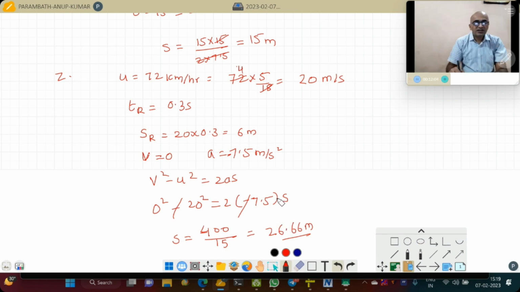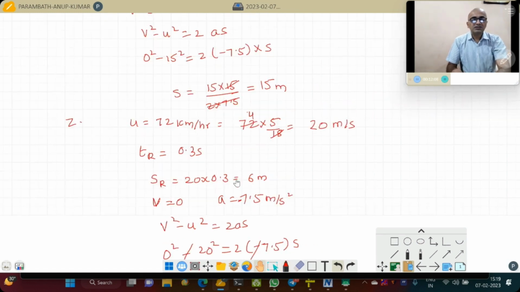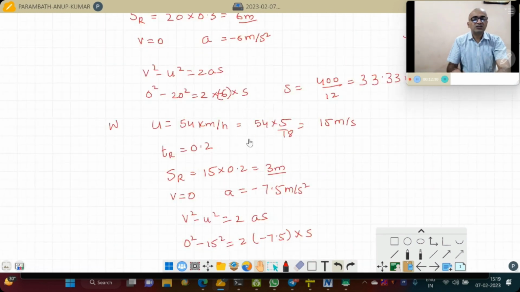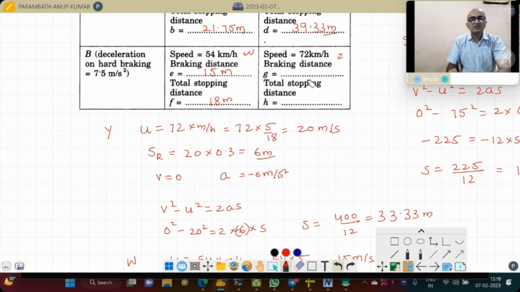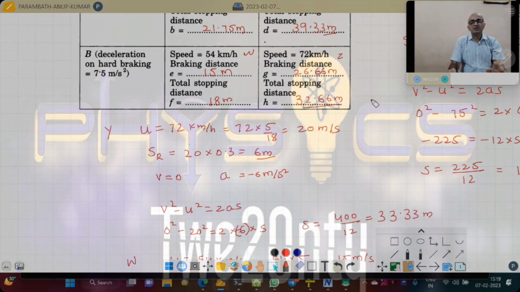So when we fill the data corresponding to this, that is 26.66 meters is the braking distance, and total stopping distance is 26.66 plus the reaction distance, that is 32.66 meters. I hope things are clear to you, students.